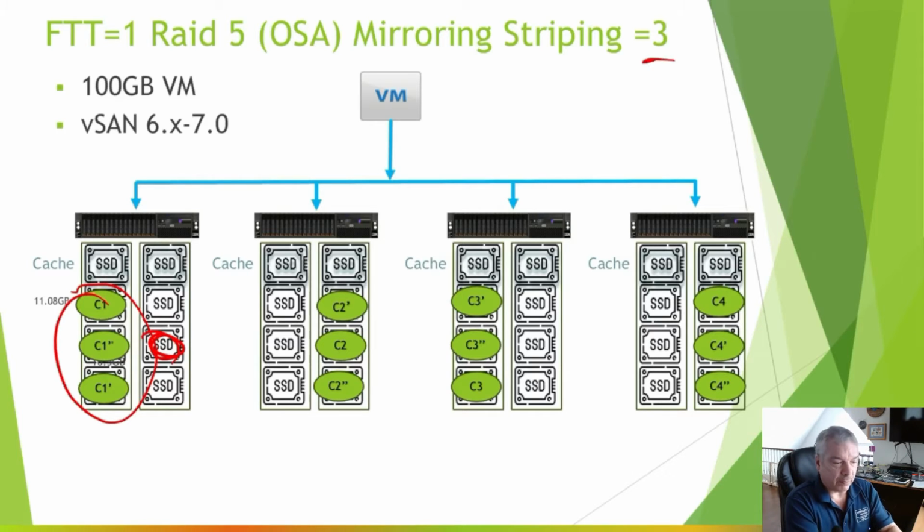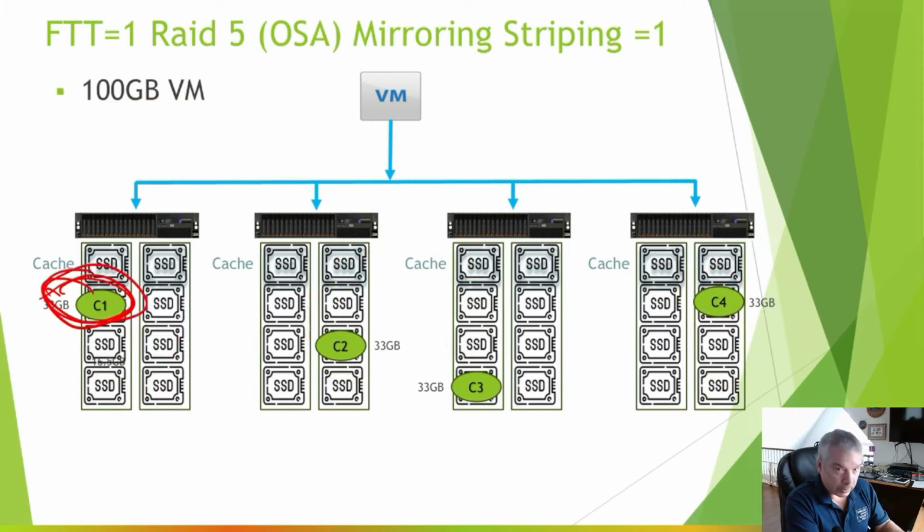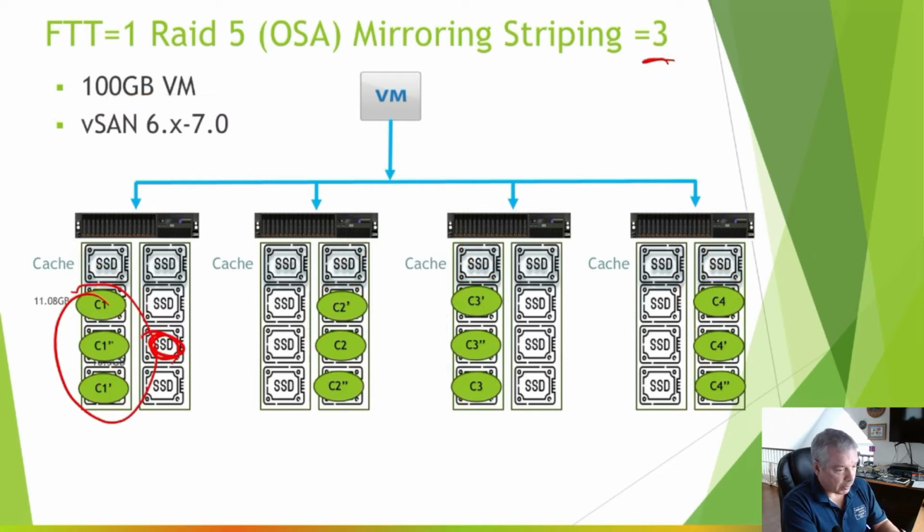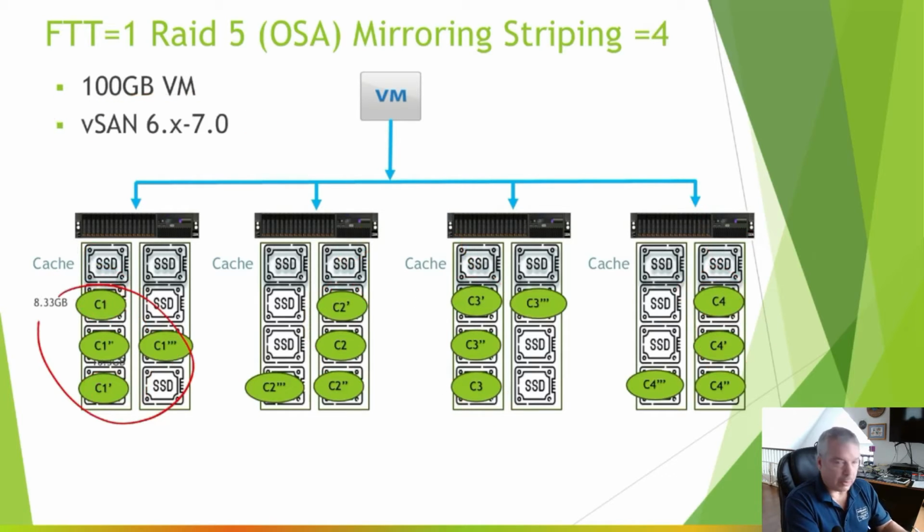How about if we set it to 4? Again, what we're going to do is take this original chunk and chop it up into 4, and you can go all the way up to 12, like I said, which is kind of ridiculous, to be honest with you, right? So this is what it would look like, vSAN 6 to vSAN 7.